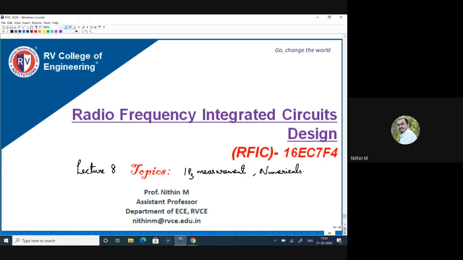So in today's class, we'll continue the discussion on IP3, some methods to calculate IP3 apart from the formula we have arrived at. Also, we will look at one or two numericals and a simulation example of how to get this IP3, either IIP3 or OIP3.